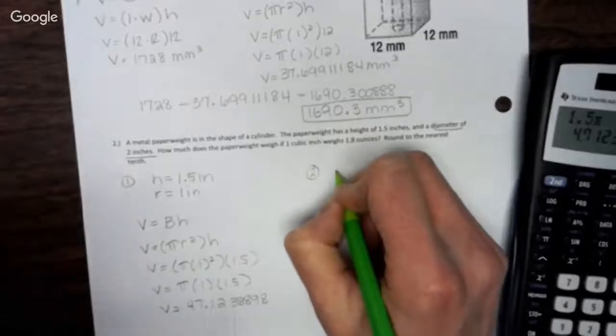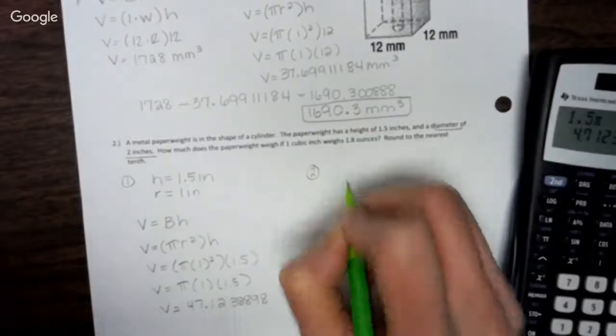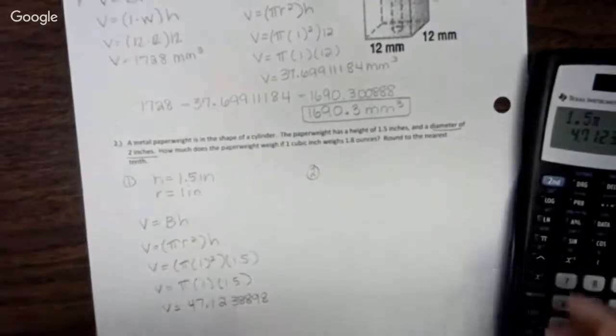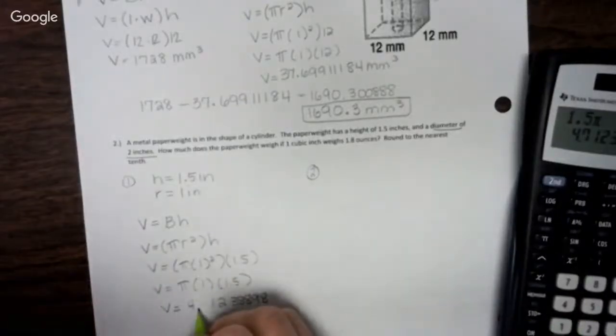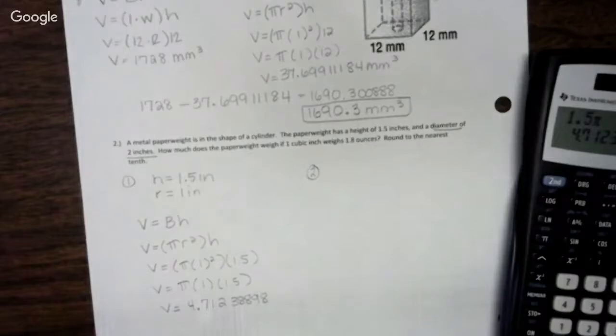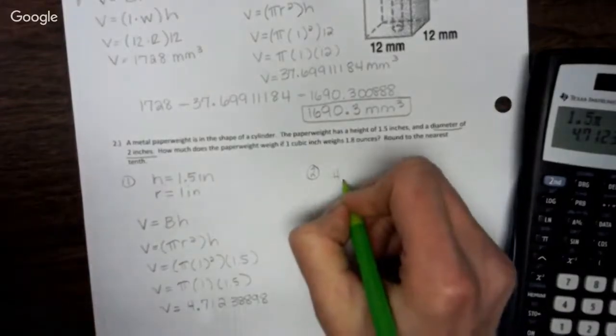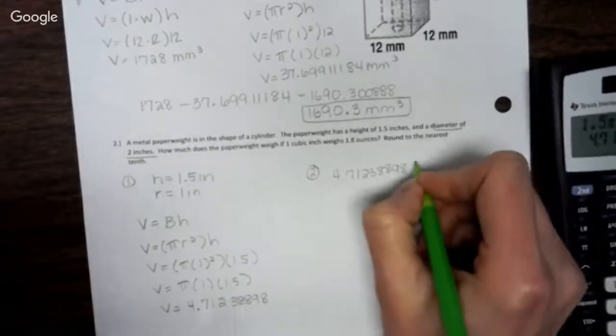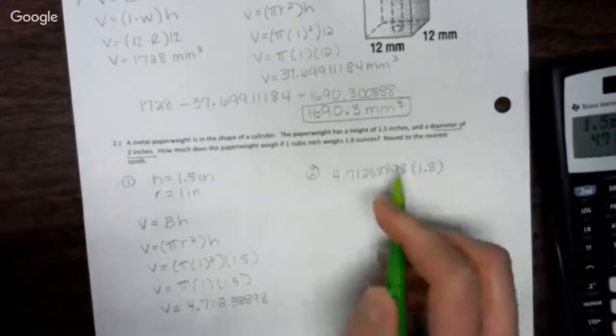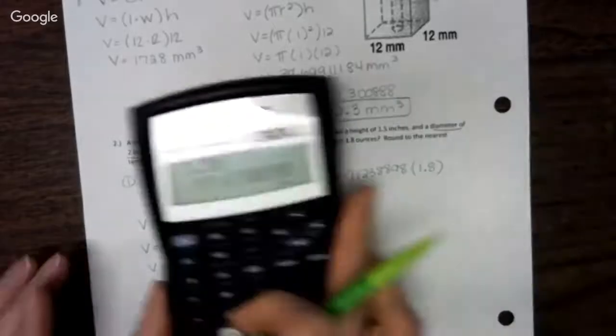So to do that, we're going to take our answer, and I put that decimal in the wrong spot, sorry. It shouldn't be 47, it should be 4.7. Okay, so I'm going to take that weight, 4.712388898, and I'm going to multiply it by 1.8 because every cubic inch weighs 1.8.